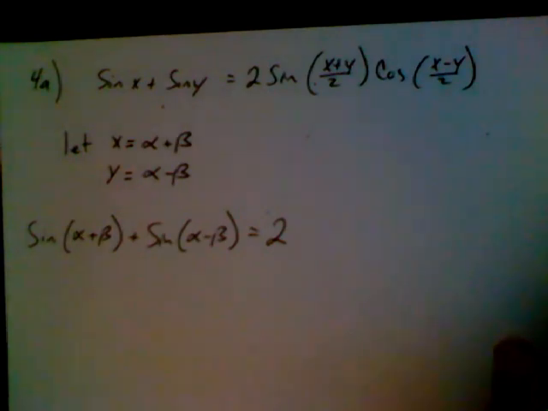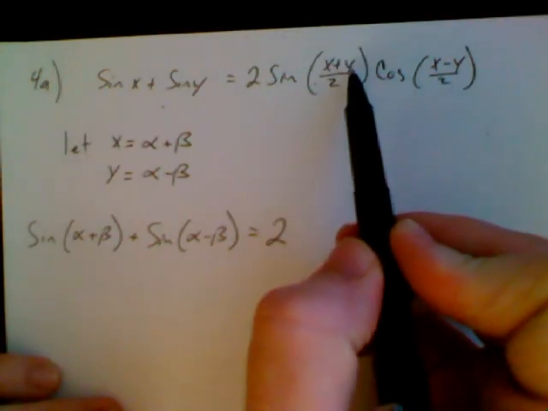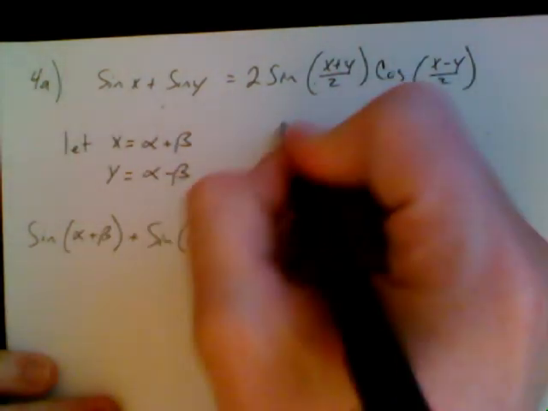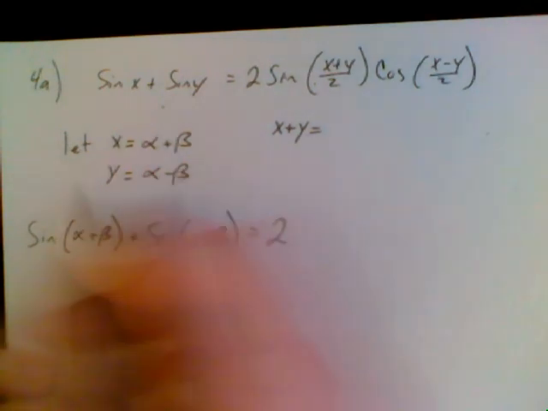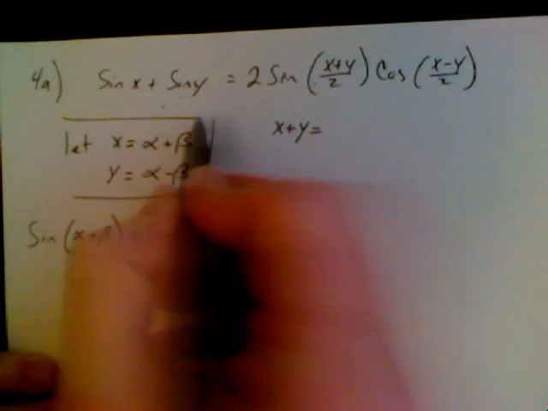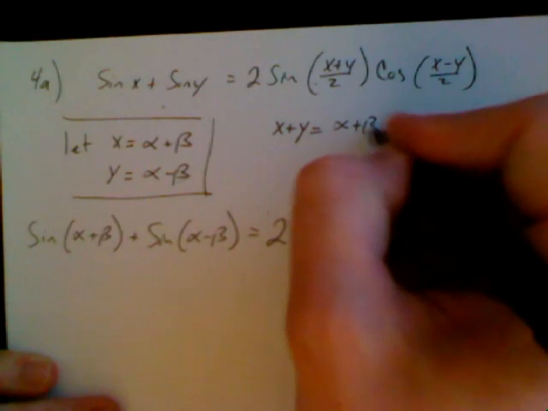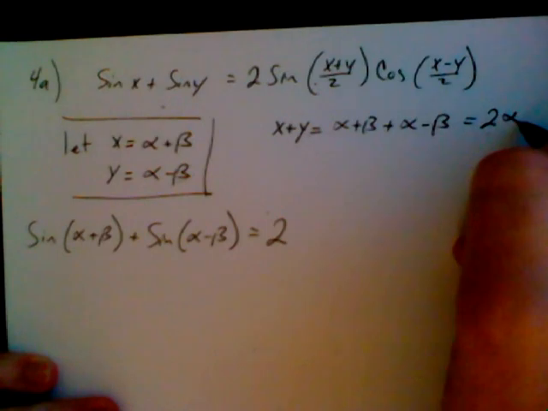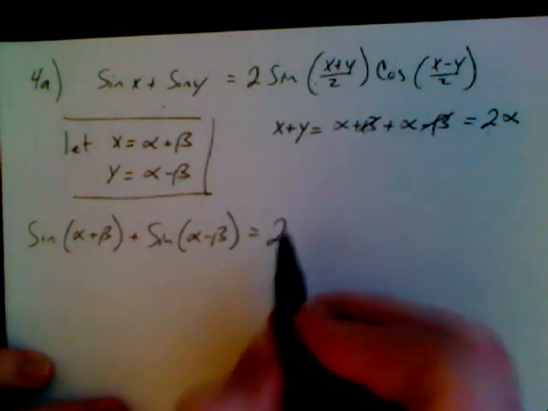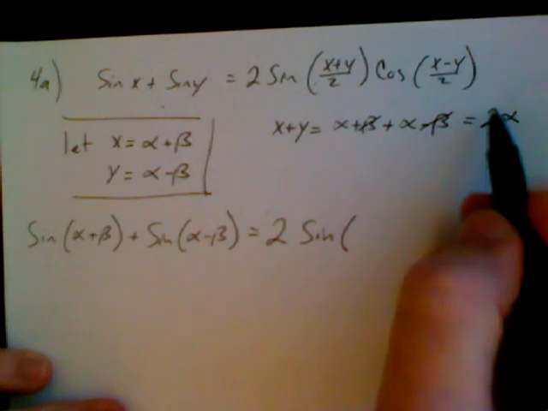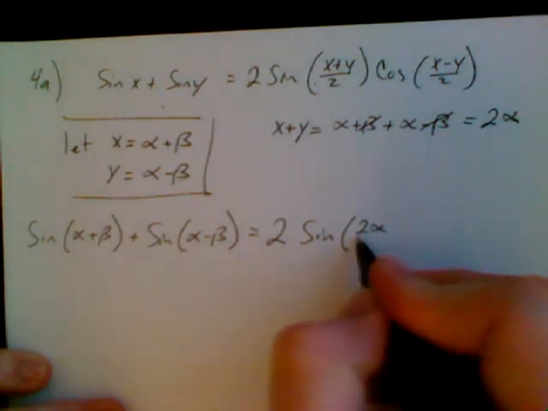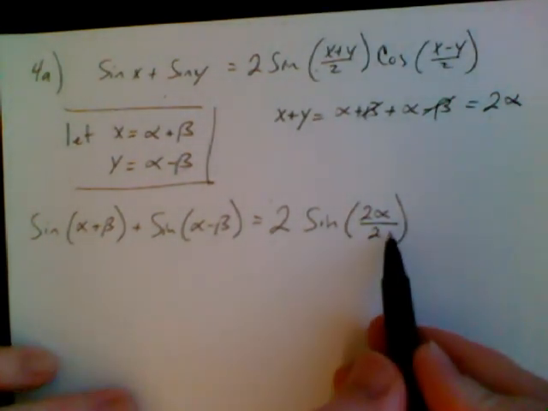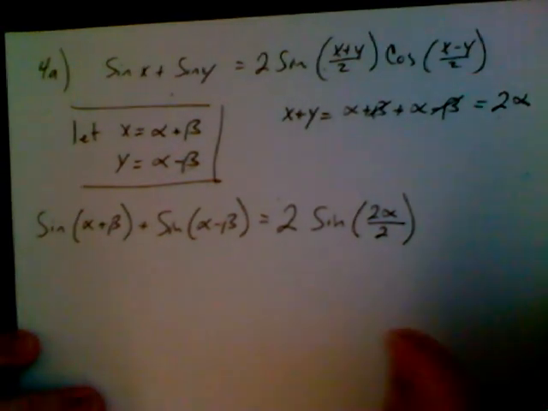Well, what I'm going to say is x plus y. Isn't x plus y really these two things added together? Let's go ahead and do that. So what is x plus y really in terms of this information? X plus y is alpha plus beta plus alpha minus beta. Well, isn't that really just 2 alpha? Because the betas just cancel each other out. So this is 2 sine of 2 alpha divided by 2. So that's just going to be 2 times the sine of alpha. I'm going to hold on to that piece of information.